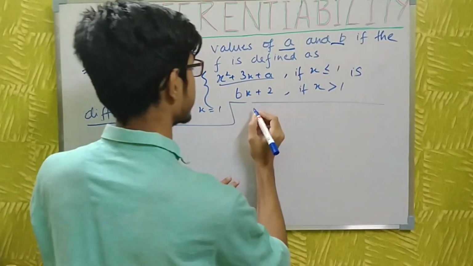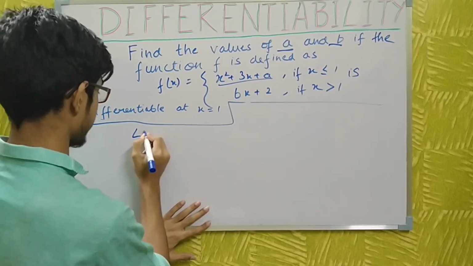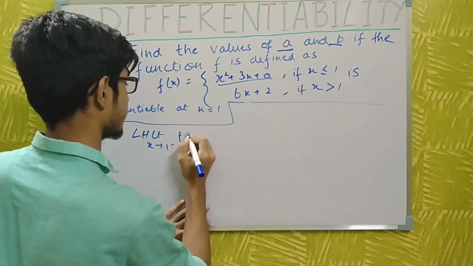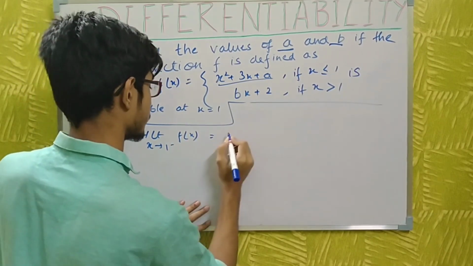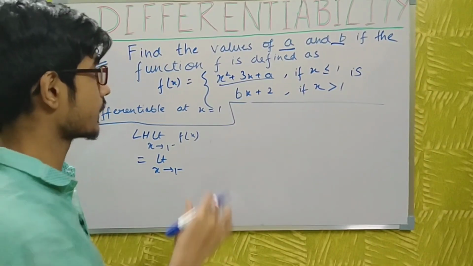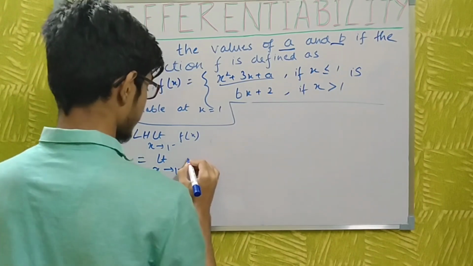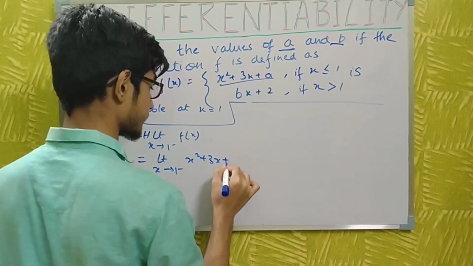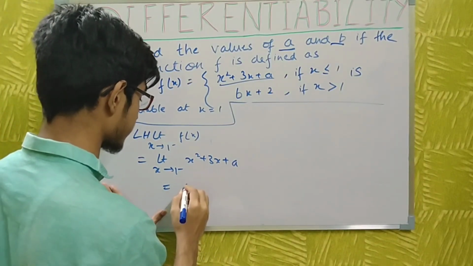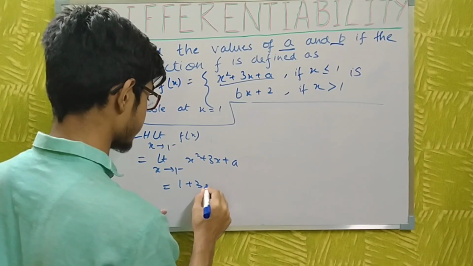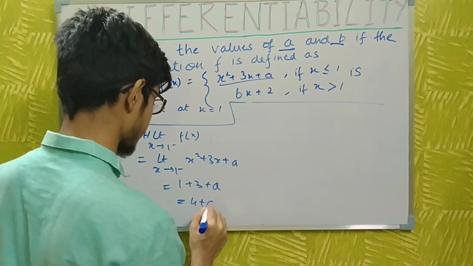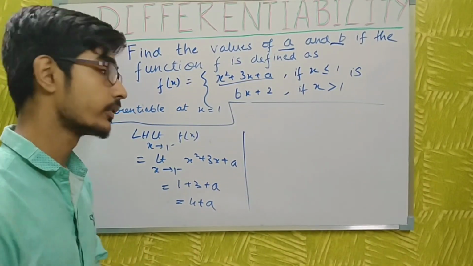So let me find the value of the left hand limit. Left hand limit, x tends to 1 minus, f of x, equals the limit x tends to 1 minus. Since 1 minus is less than 1, I will put this value, that is x square plus 3x plus a. By putting x equals 1, I get 1 plus 3 plus a, which equals 4 plus a. So 4 plus a is the value of the left hand limit.